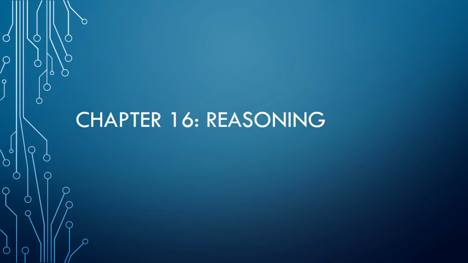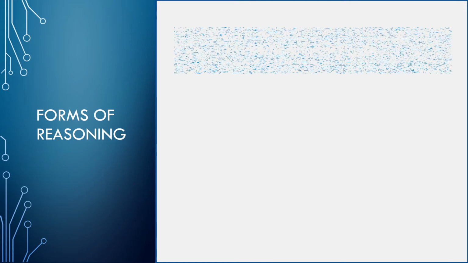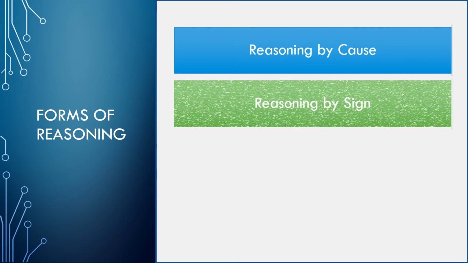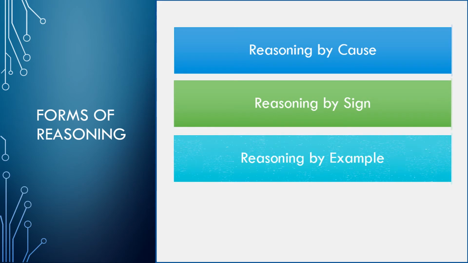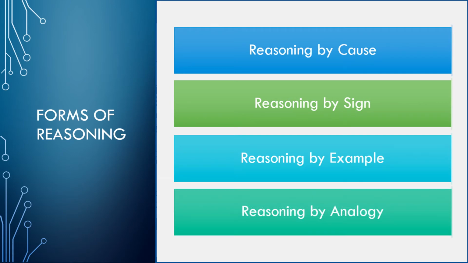In our first video, we went over types of reasoning. In today's video, we're going to be looking at the different forms of reasoning that exist. Your textbook discusses 4 different forms of reasoning, which are reasoning by cause, reasoning by sign, reasoning by example, and reasoning by analogy. Let's go ahead and get started by looking at reasoning by cause.